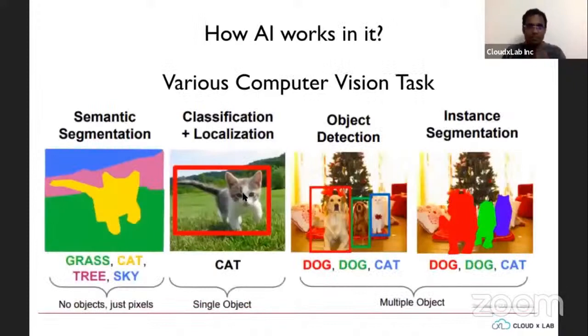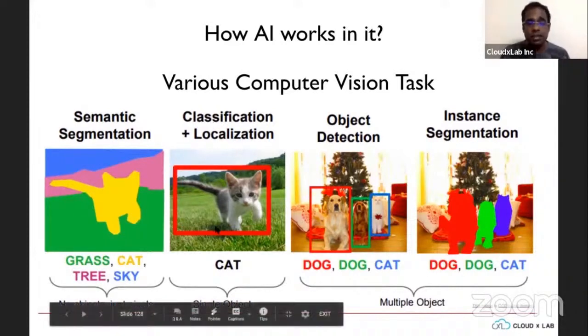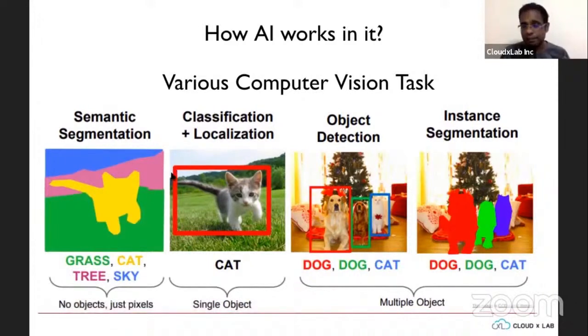Now, what are the different types of computer vision tasks? One of the tasks, which you saw before, was classification: does this have a cat or not? The other is semantic segmentation, where you're just trying to identify the pixels of different items separately. That's what's done over here. Then there's classification and localization, where you see there's a cat and you put a box around the cat.